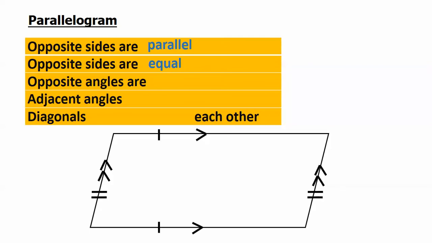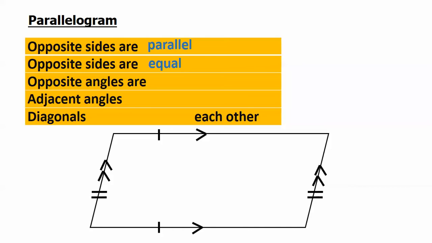We will show that sides are equal when they have the same number of lines next to them. So a side that has one line through it will be equal to the side that has one line through it. The side that is marked with two lines will be equal to the other side marked with two lines.